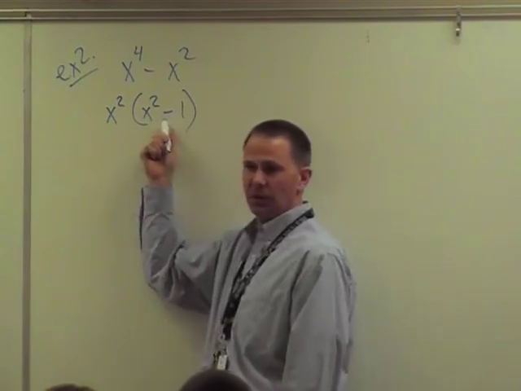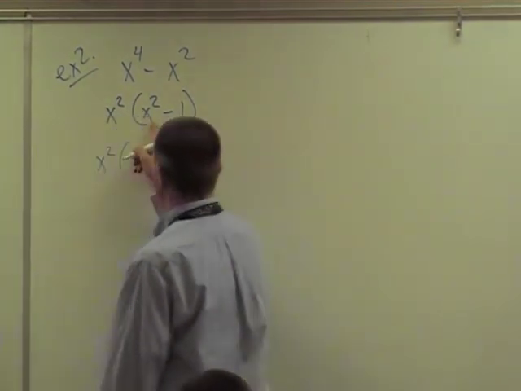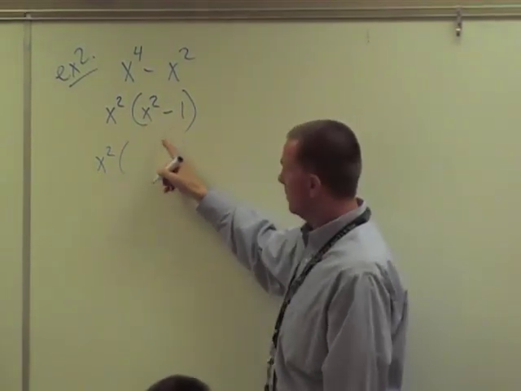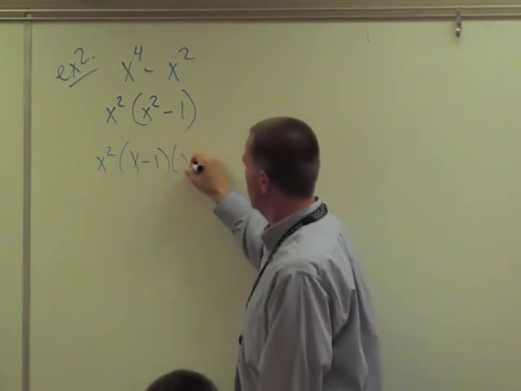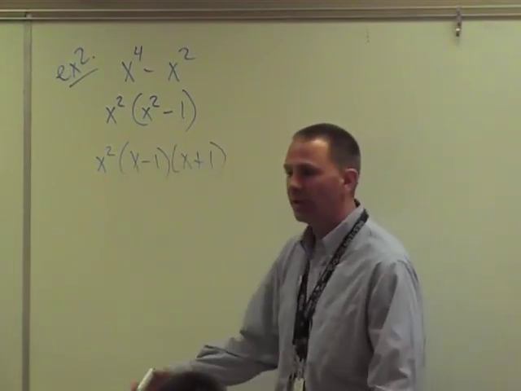Wasn't this the difference of two squares right here? A squared minus b squared? Isn't that the difference of two squares? Yes. So should it be x minus 1, x plus 1? Why? Because it's not factored.